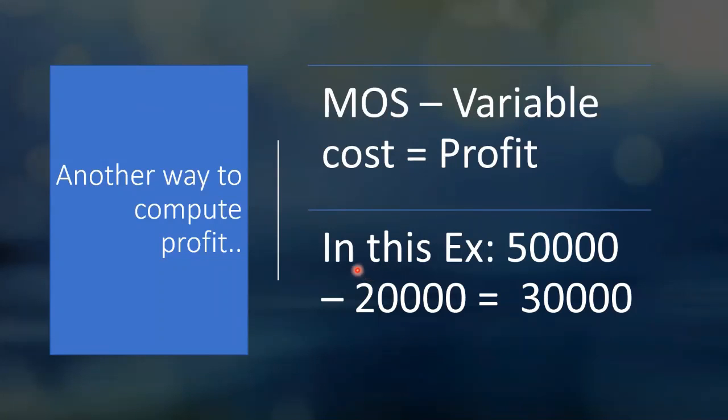Let's take a look at this example. In this example, our margin of safety is 50,000. We just reduce our variable cost, which is, what was our variable cost per unit? 400 per unit. 400 per unit into 50 units. That is the margin of safety unit. That is 20,000. So we get the profit.